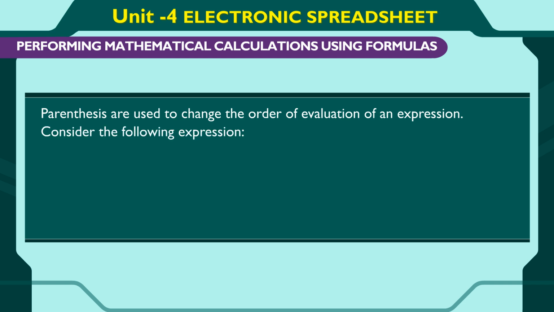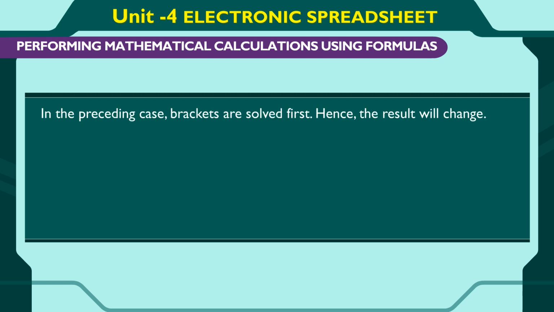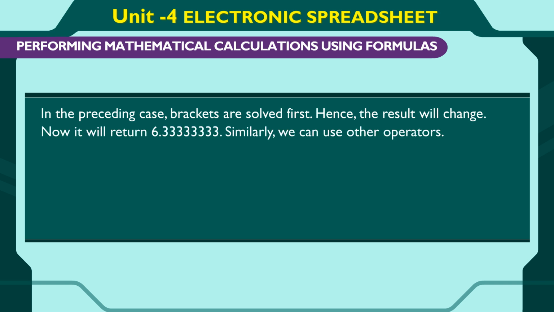Consider the following expression: 3+10/5-2. It will return 3 if we calculate without using brackets. Now, if we use brackets, then 3+10/(5-2). In the preceding case, brackets are solved first. Hence, the result will change. Now it will return 6.3333333. Similarly, we can use other operators. Let us consider the following examples.